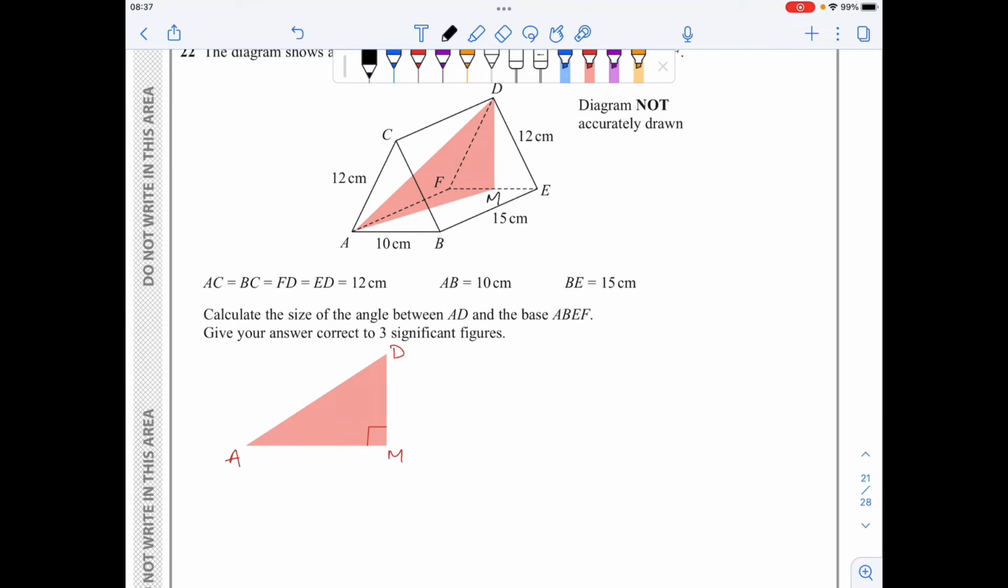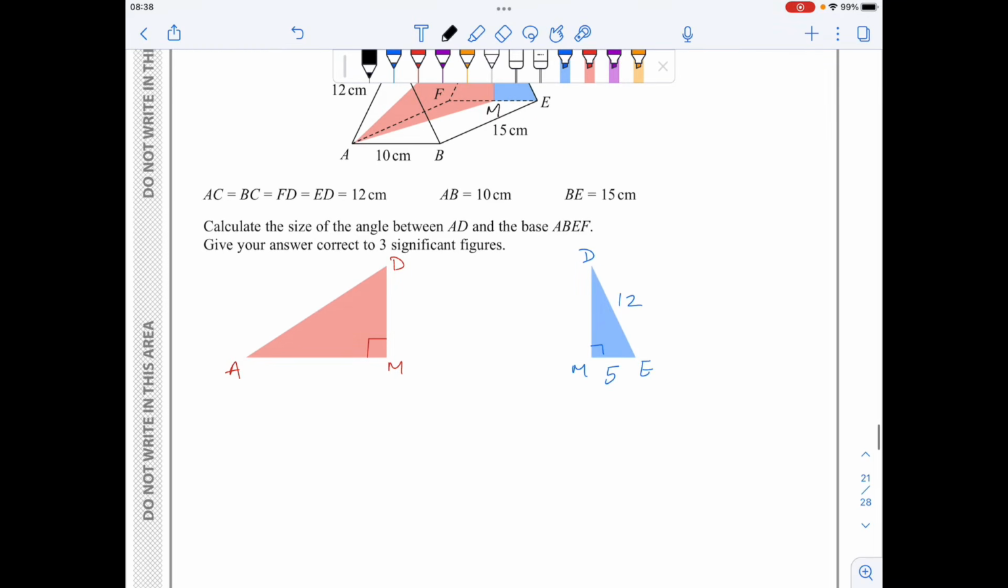Now to find the height of this triangle DM, which is this one here, consider this right angle triangle. And let's extract that triangle to find DM. So using Pythagoras theorem, DM squared is equal to 12 squared minus 5 squared. This is 119. So DM is the square root of 119. So I can transfer this one back to the red triangle. That's the square root of 119.